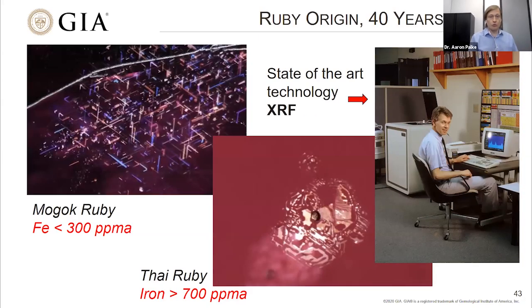Here's another slide I stole from myself from that previous talk about origin determination. So again, if we were looking at Burmese rubies versus Thai rubies, the point I was trying to make here was you could use X-ray fluorescence as a tool to look at the iron concentration of those two rubies. 40 years ago, if those were the only two rubies you had to consider, this X-ray fluorescence device could give you an edge on identifying Mogok rubies versus Thai rubies.